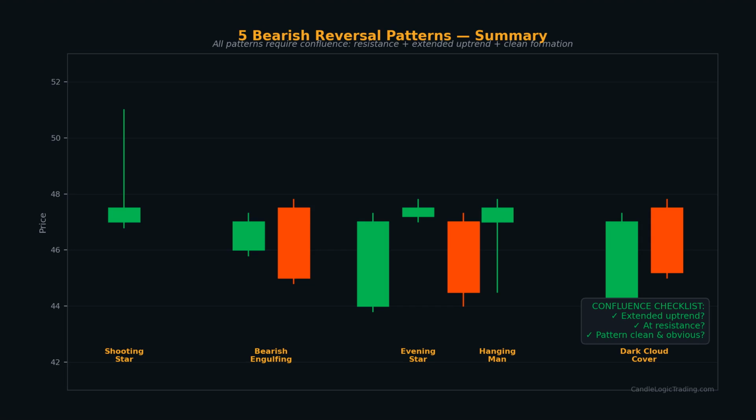3. Is the pattern clean and obvious? If you have to squint to see it, if you have to convince yourself it's there, it's probably not there. The best patterns jump off the chart. If you get all 3 of those factors lining up, that's confluence, and that's when these patterns actually pay.